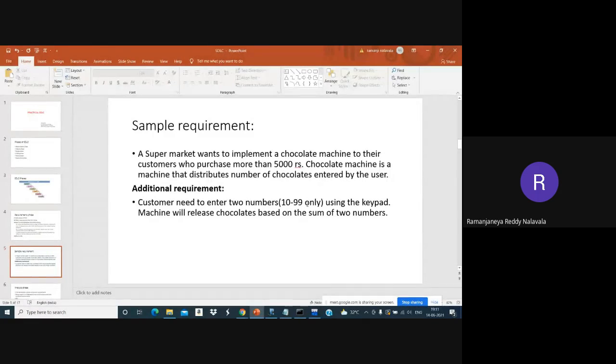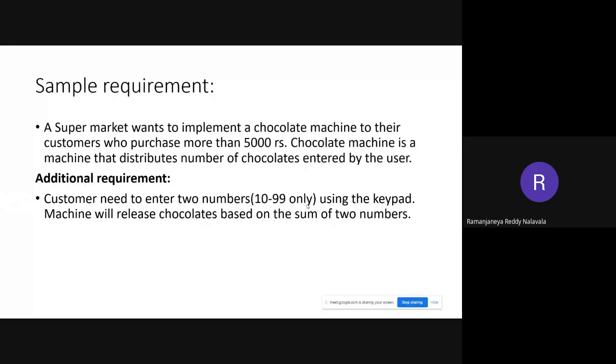client requirement is, suppose a supermarket owner wants to attract customers from their customers. Okay. So he wants to implement a chocolate machine for those who purchase more than 5,000 rupees. So the customers who purchase more than 5,000 rupees can use the chocolate machine in the supermarket. So customers can enter two numbers to get chocolates from the chocolate machine.